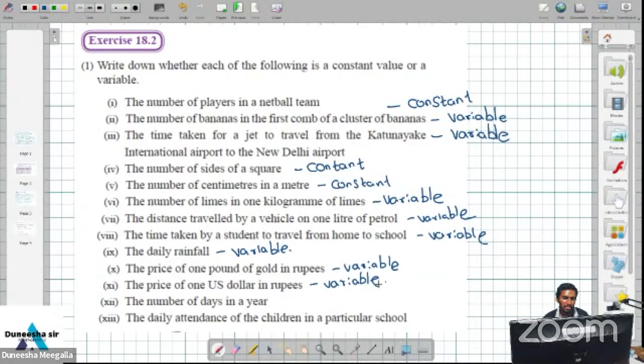හරි. The number of days in a year. The number of days in a year. It's a constant.